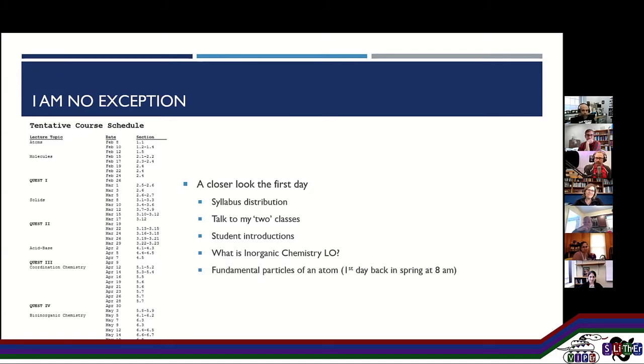And then we talk about the fundamental particles of an atom. The reason I start there is because I want to set them up with something that hopefully they remember from Gen Chem, and it's pretty much a slam dunk, because this is the first class of the spring semester at 8 a.m.